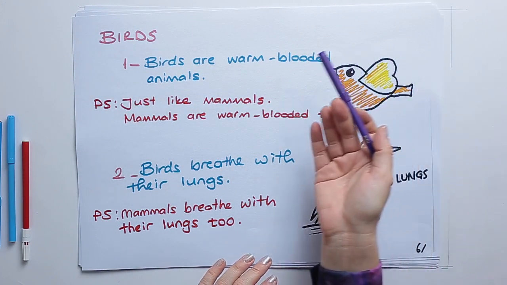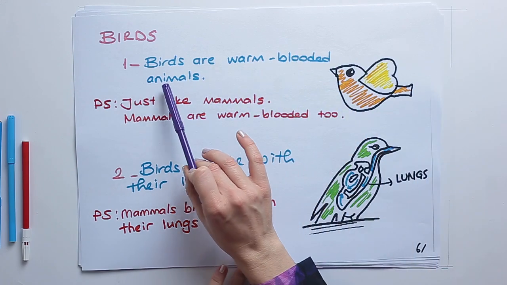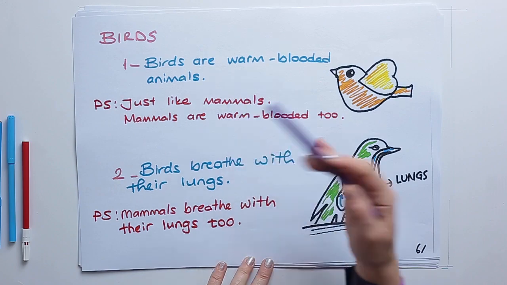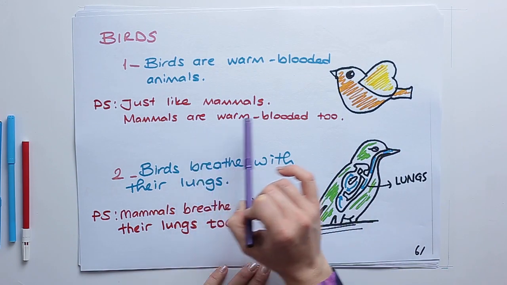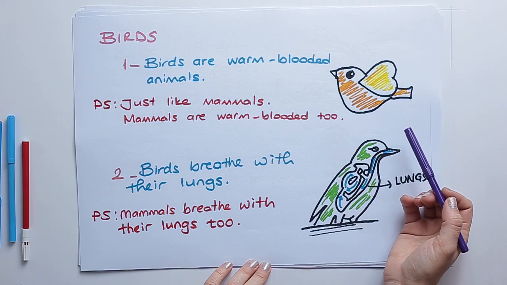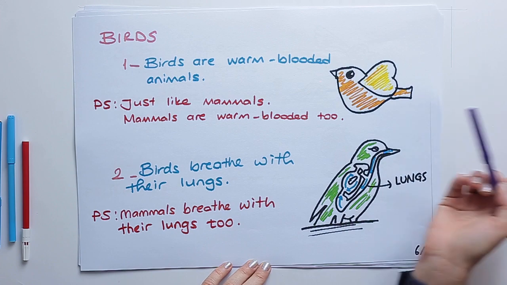Now, the second section that we're going to talk about is birds, the second kind of animals. Now, birds are warm-blooded animals. As you can imagine, it was just like mammals. Mammals are warm-blooded too. Their body temperature doesn't change, no matter the weather.